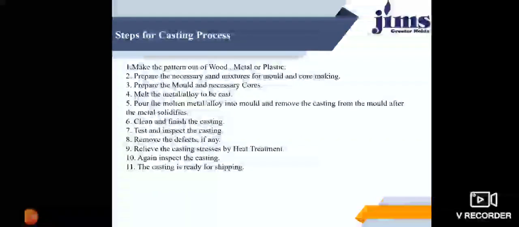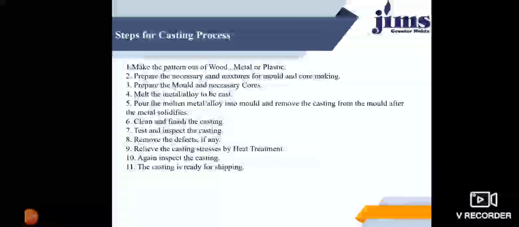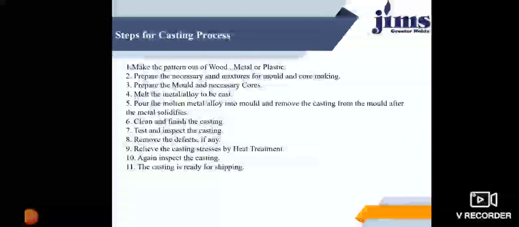These are the steps for casting process. Number one is to make the pattern out of wood, metal or plastic, whatever we require. Then prepare the necessary sand mixture for molding and core making. Then prepare the mold and necessary cores. Next is to melt the metal alloy to be cast. Next is to pour the molten metal alloy into the mold and remove the casting from the mold after the metal solidifies.